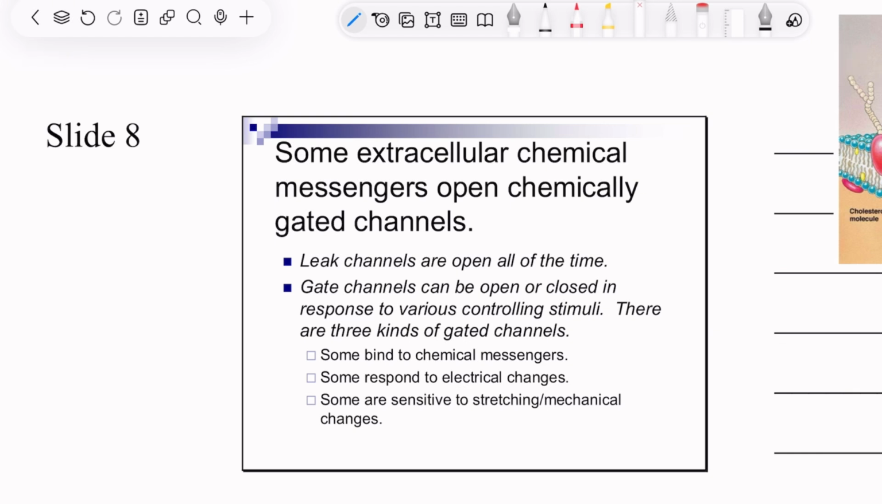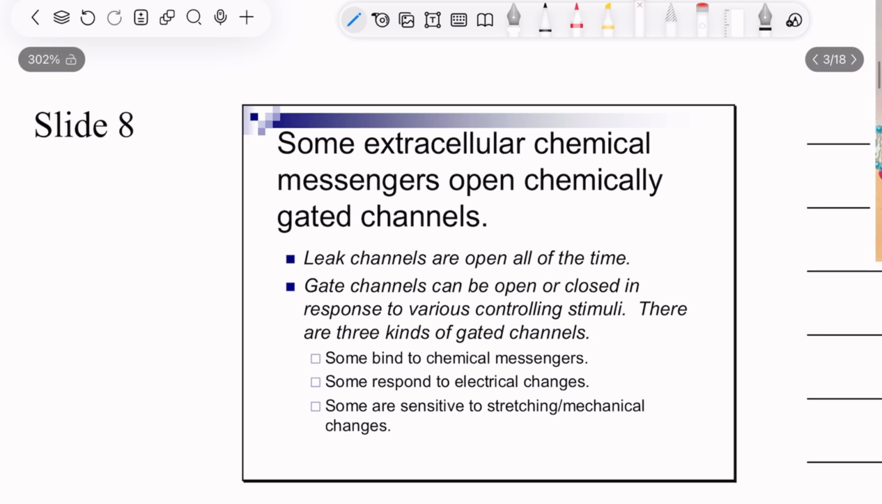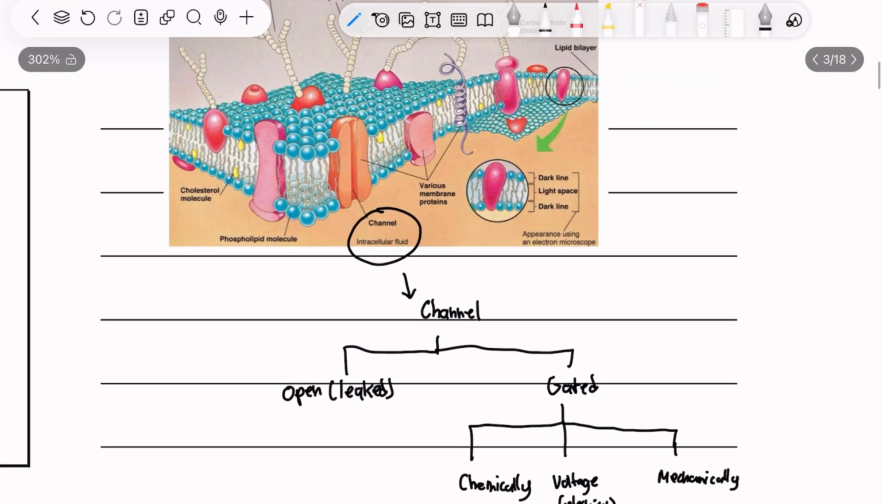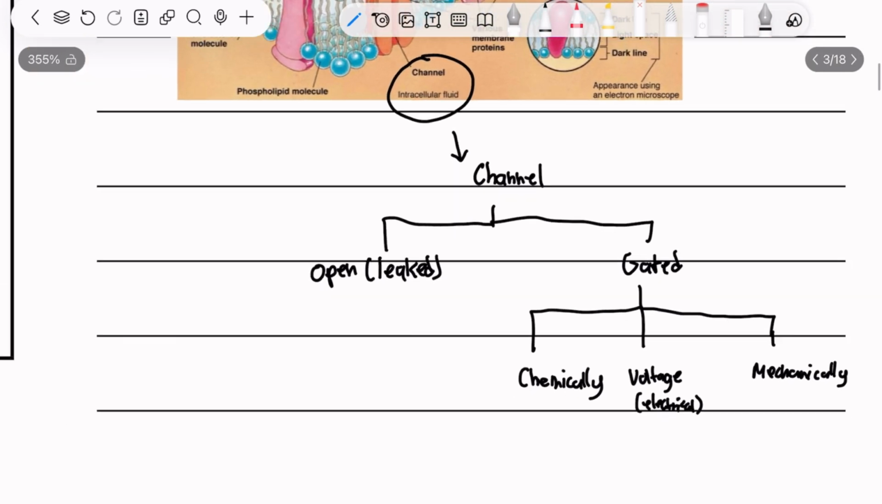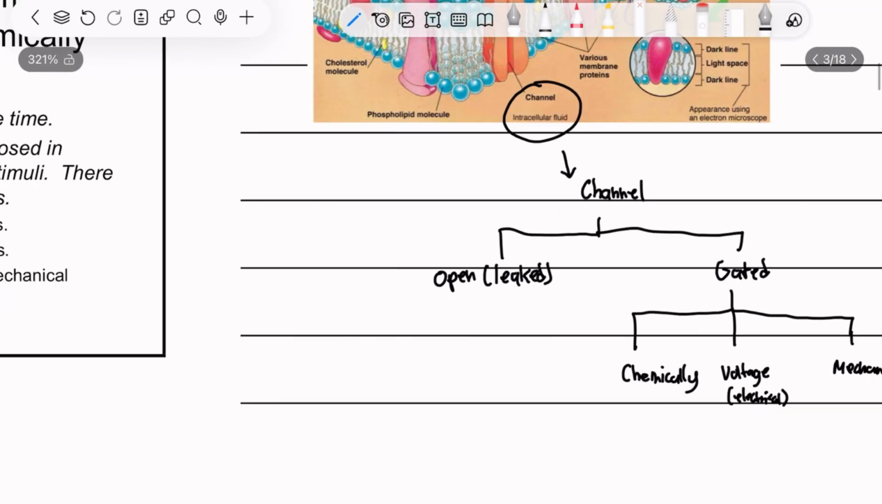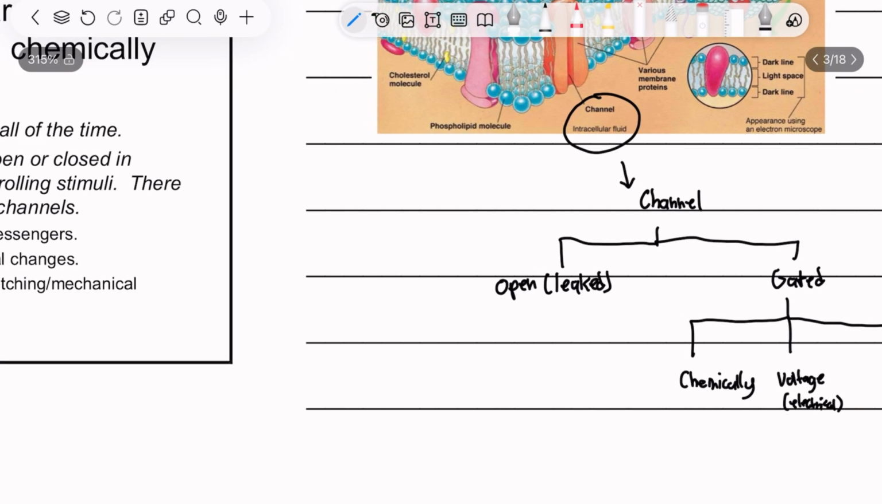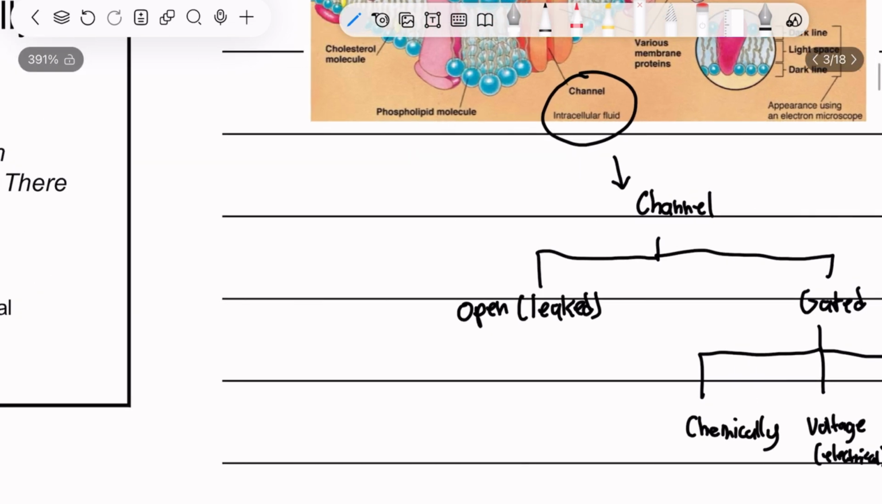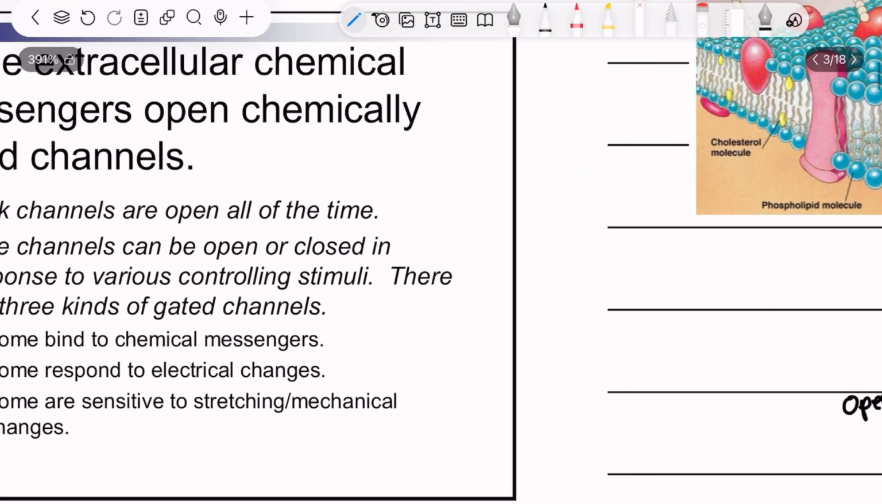So this slide I basically already went over in the beginning of the video, but I'll go over it again. Leak channels are open all the time. So again, this is the channel. Channels can be open or gated, but the one that I just read is open or leak. So open or leak, they are always open. Ions can flow freely through these channels all the time without needing any specific signal or trigger.